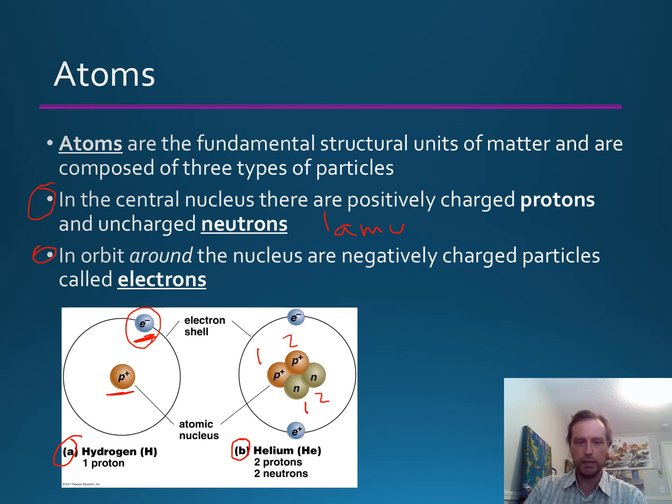So helium, we could see, 2 protons, 2 neutrons, and that means the whole mass would be 4 atomic mass units. Generally, the structure of an atom is basically going to be however many protons there are, there's going to be the same number of electrons. So protons and electrons is largely what we'll be talking about when we talk about atoms.